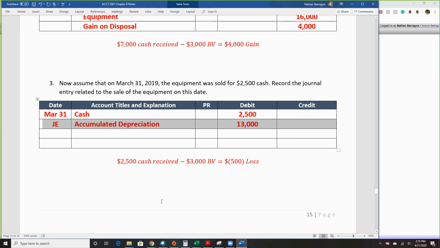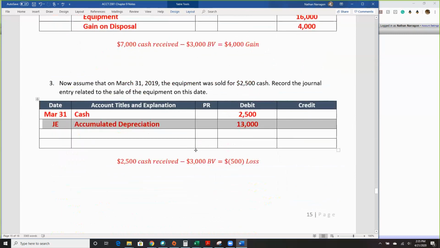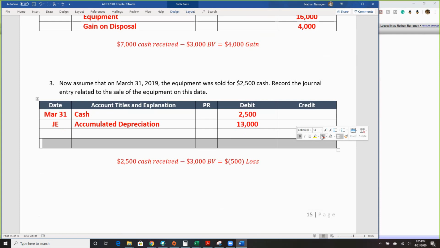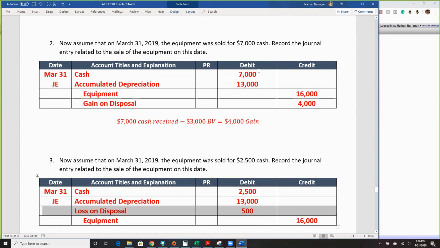Again, accumulated depreciation in all 3 scenarios is the same. So that's the total. Same thing with equipment, $16,000. But because this is a loss, this is going to be a debit. Okay? Loss on disposal. Again, you want to make sure you're in balance. Your debits match up to your credits. Same thing up here. Debits match the credits.